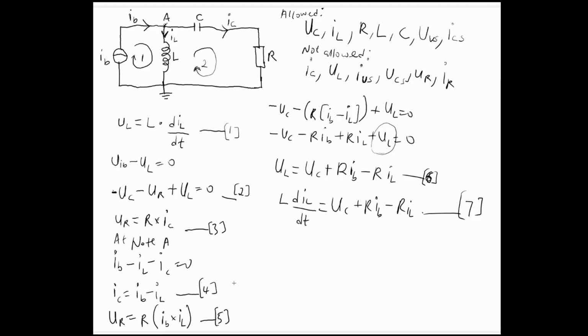So the next thing we'll do is to also do this exact same steps, a similar set of steps for the capacitor. So we know that for a capacitor, the current through the capacitor is equal to the product of its capacitance and the time derivative of the voltage across the capacitor. Let's call this equation 8. So we have this equation, this differential equation.